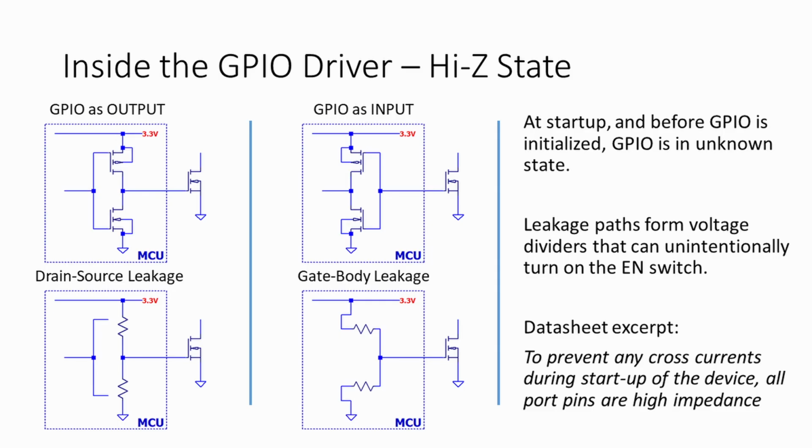In this case, there are also leakage paths to the rail. One path that is easy to see is the gate to body leakage. The body is typically connected to the respective voltage rail. So again, a voltage divider is formed. So outside of the microcontroller is the gate of the MOSFET that we're trying to keep off, our enable switch. Because of the leakage paths and voltage dividers, the gate of the FET can build up charge and potentially turn on.